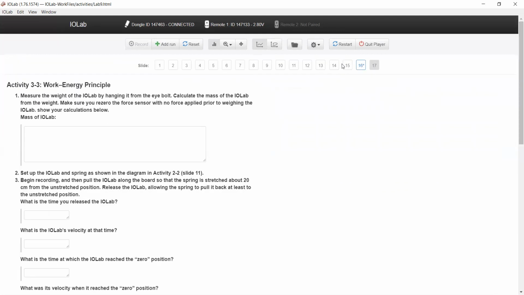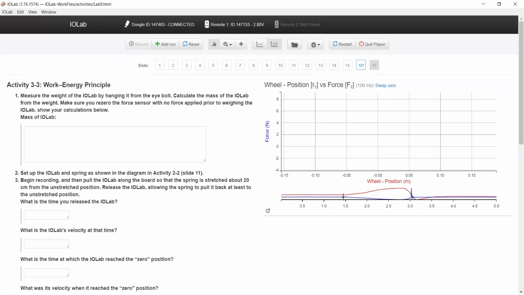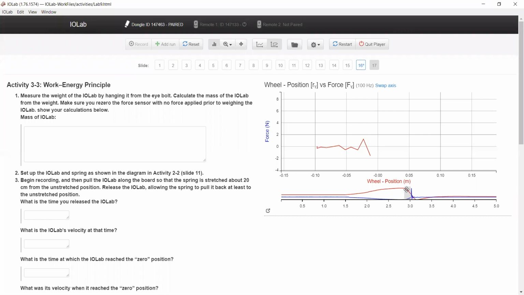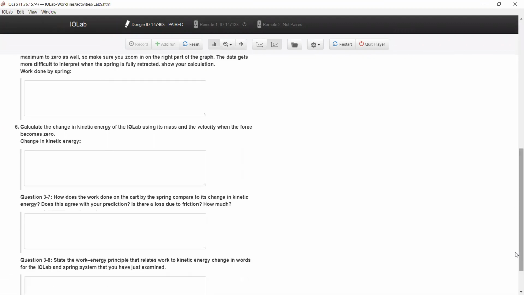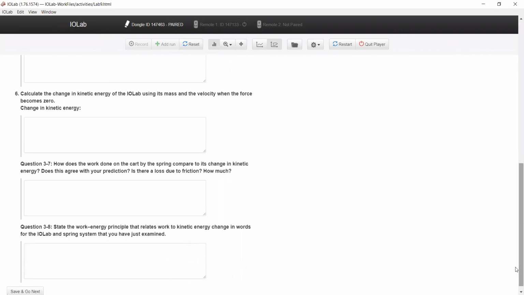Okay, I think that should be it. I think we lost that one. I think this should be the one. Position was maximum, and then it went to zero. So from maximum to zero, force also went from maximum to zero. That has to be the area. Then you can find the area, and that will be the work done.